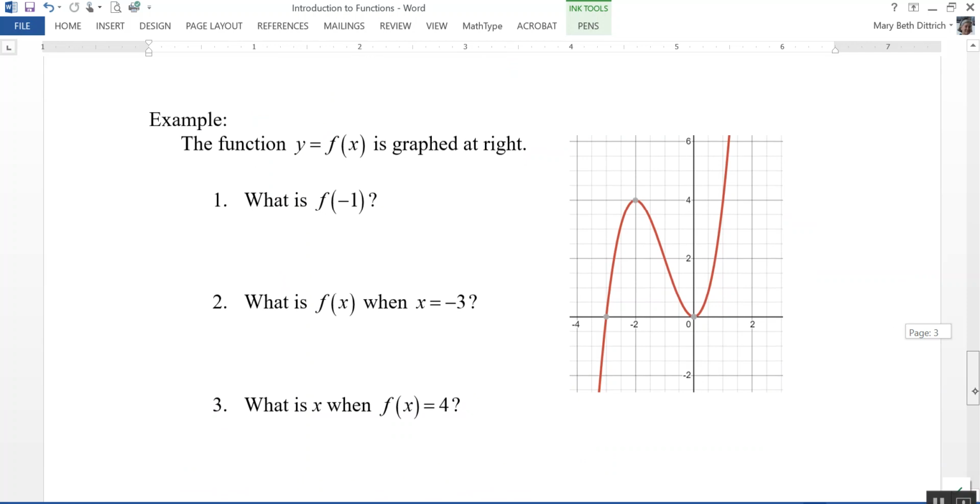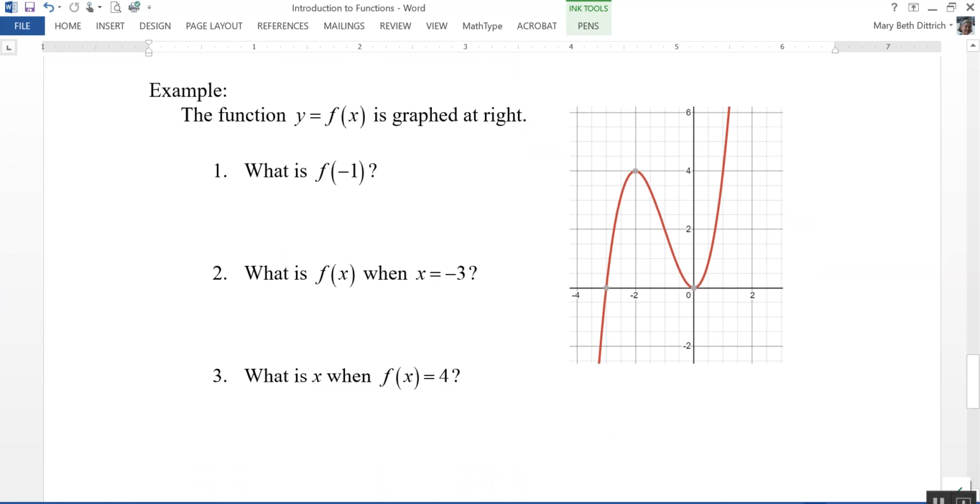And let's take a look at an example that involves a graph here. The function y equals f of x, which is just some random function, is graphed at right. So I want to know, what is f of negative 1? Remember that this means that x is going to be equal to negative 1. So in other words, what is y when x is negative 1? Well, right here, it looks like I'm counting by halves. Right here, x is negative 1. So we'll go up to the function. That gives me this point right here. So f of negative 1, my y value there is going to be 2.